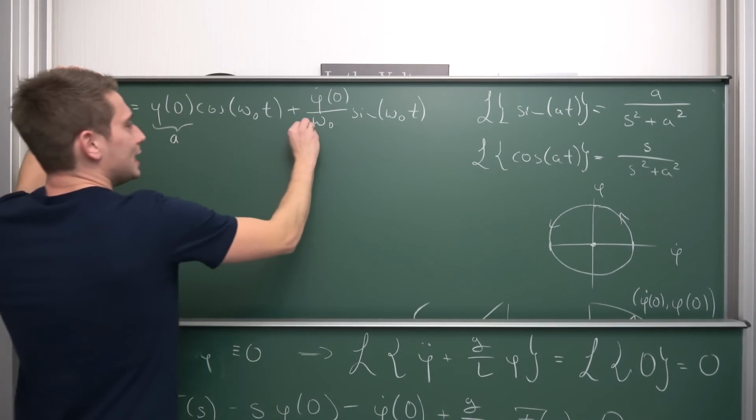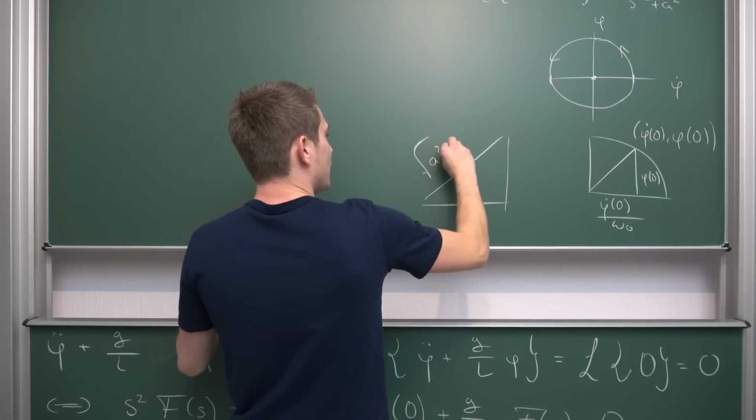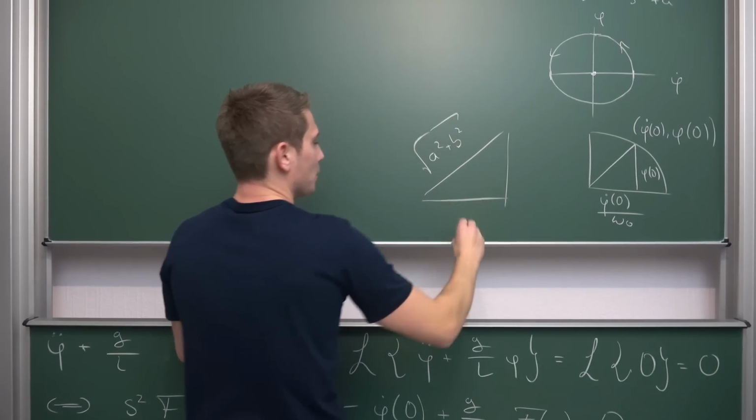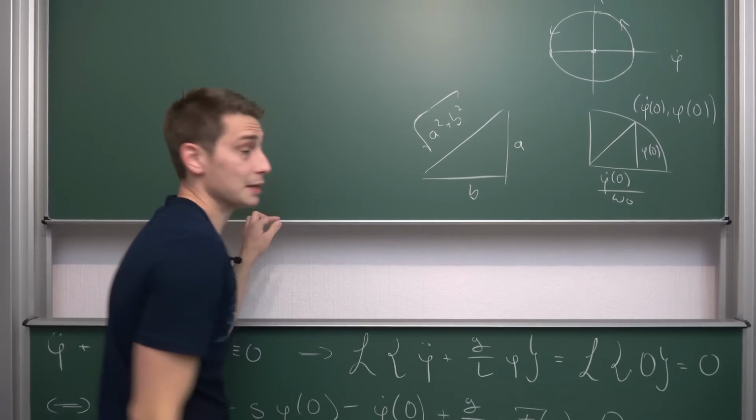Let's say this right here is a, and what we have here is b. Okay, just giving it new names. We're going to have a squared plus b squared. It's going to be the hypotenuse. Then we are going to have that this right here is a, and this right here is b.